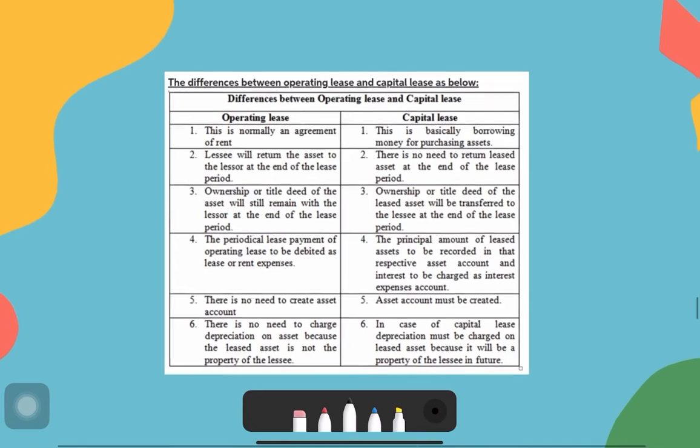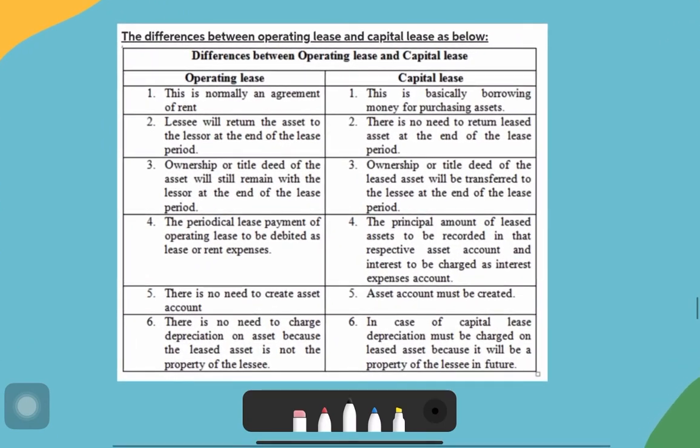Here are the criteria, the differences between the operating and capital lease. The operating lease is normally an agreement for rent. So this one is a legit lease. And the capital lease is basically borrowing money for purchasing assets. Number 2, the lessee will return the asset to the lessor at the end of the lease period.